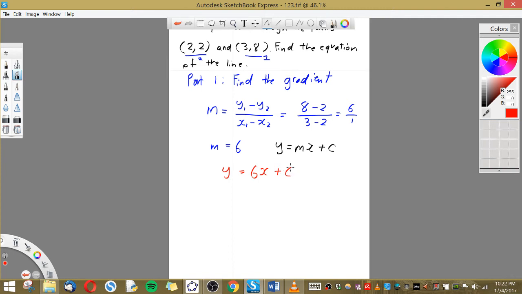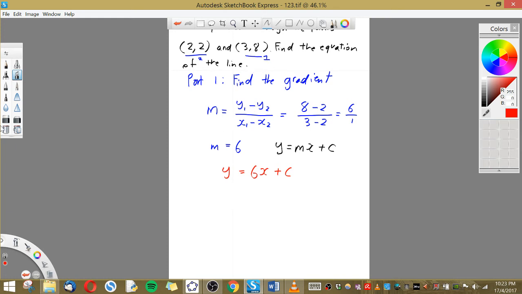But how exactly to find c? I've got actually 2 different options. Remember in the previous part 2, you can actually substitute the x coordinate and y coordinate of a point inside the equation. So I'm going to do that, and like I said, I've got 2 choices because I can either use (2, 2) or (3, 8), but they will give you the exact same answer no matter what you use. Okay, so let's just try (3, 8).